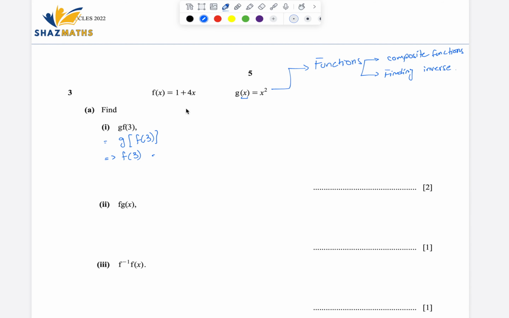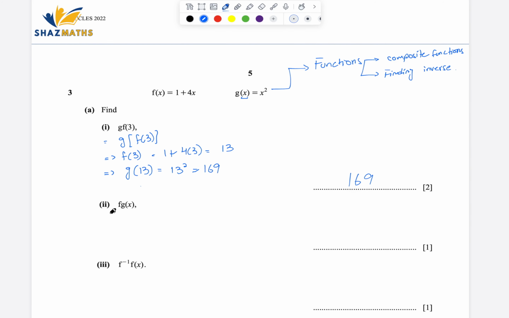So f of 3 would be 1 plus 4 times 3. So 12 plus 1 is 13. I will substitute 13 instead of this f of 3. So it would be g of 13. Again, that means in the definition of g of x, I will replace this x by 13. Okay, so it would be 13 square, and that is 169.